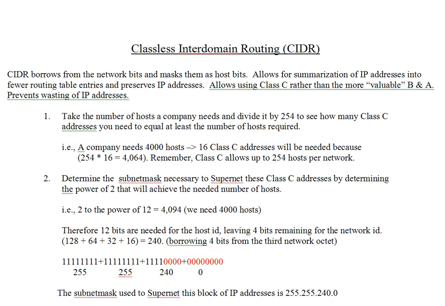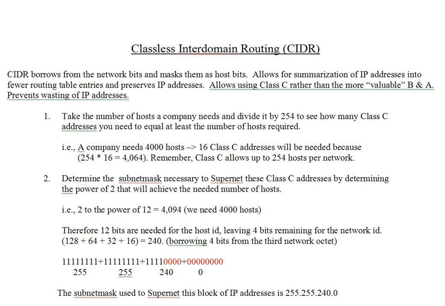This will allow for summarization of IP addresses into fewer routing table entries, as I said, and preserve IP addresses at the same time. What you need to do first is figure out how many hosts your company needs. Then you take the number of hosts you need and divide it by 254. This will give you the number of Class C addresses you need. The number you come up with must equal at least the number of hosts required.